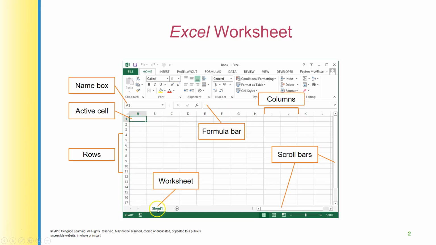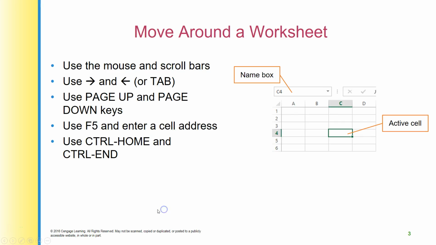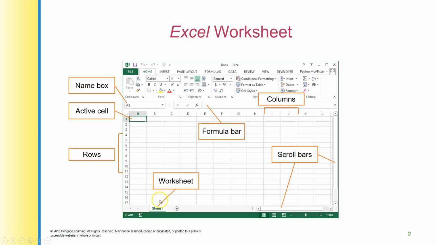Down here at the bottom, we see different worksheet tabs. So right now this worksheet only has one tab. And the plus sign right here is where you can add new worksheets. And then we have scroll bars where you can scroll from left to right.